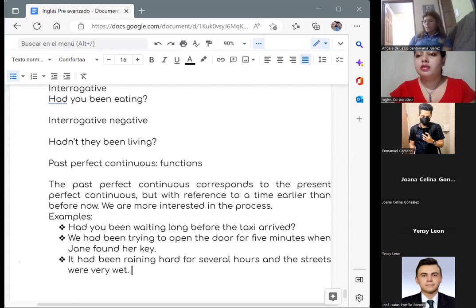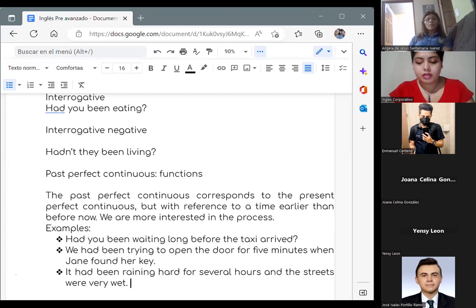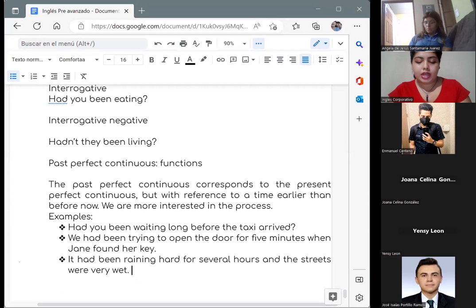So there we have the examples, and we finish with the part of the past. So in this case, we have completed the four tenses in past. So we have all the information there. And we are going to end the session here because it's time to end the session.